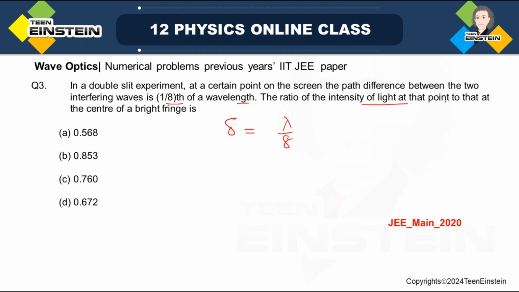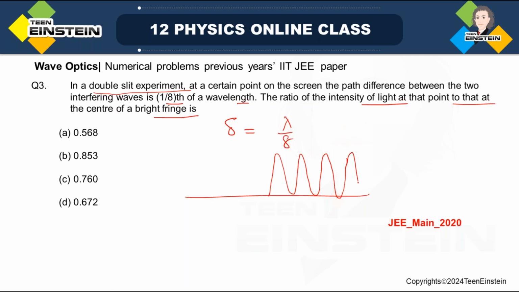Given, the ratio of intensity of light at that point to that at the center of the bright fringe. This question is from Young's double slit experiment. If you remember, in Young's double slit experiment, what is the intensity pattern? The central maxima and all the maxima have the same intensity actually. Okay, like this.